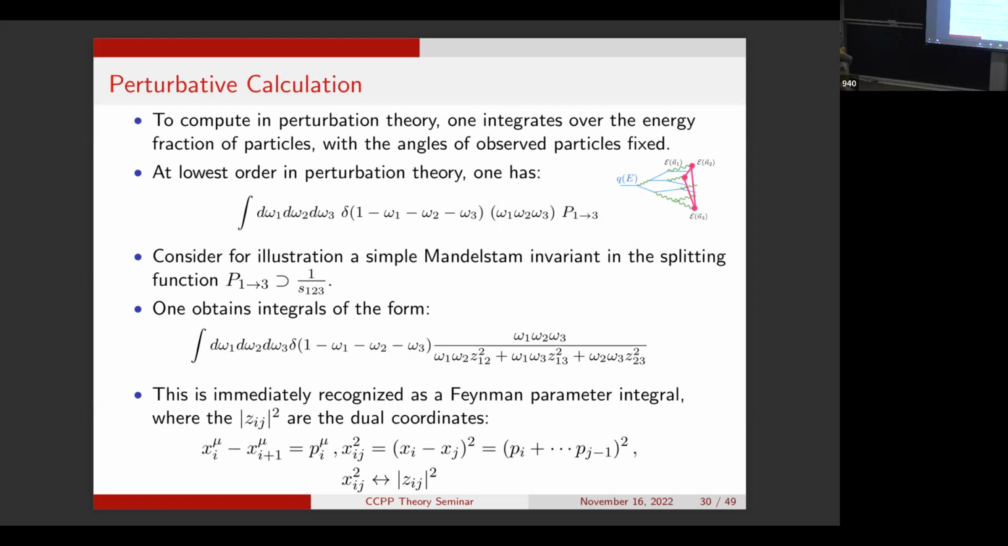And so this is immediately recognized as a Feynman parameter integral, where I now reinterpret these energy fractions as Feynman parameters. This is a dual description of standard momentum space integrals, where you essentially exchange the external momentum for these differences of coordinates. And so you can just remap these as known Feynman parameter integrals.